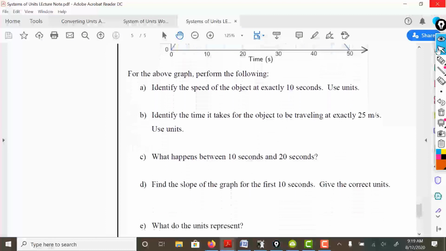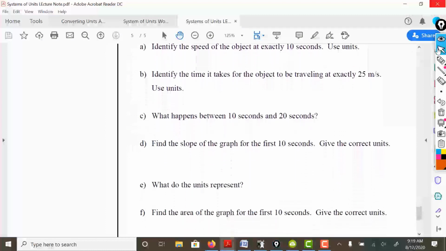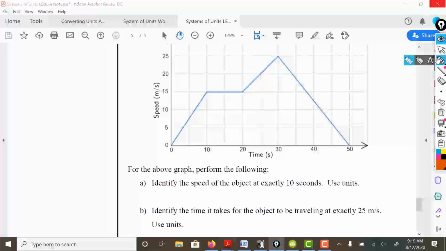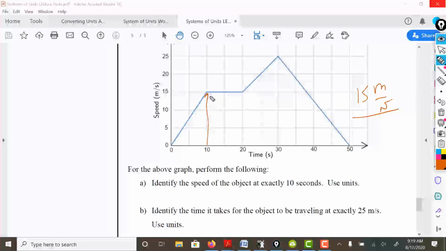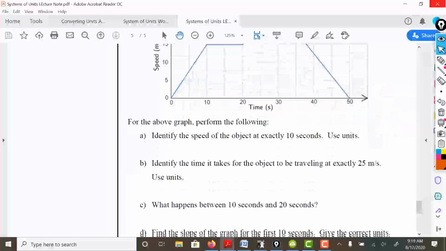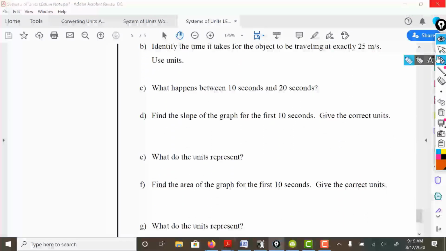D, find the slope of the graph for the first 10 seconds. So for the first 10 seconds, it went 15 meters per second. It increased by 15, right? From here to here, it increased by 15. And the time increased by 10. But look at those units. Look at those units. 15 meters per second over 10 seconds, right? What does that mean? Okay. 15 meters per second over 10 seconds.